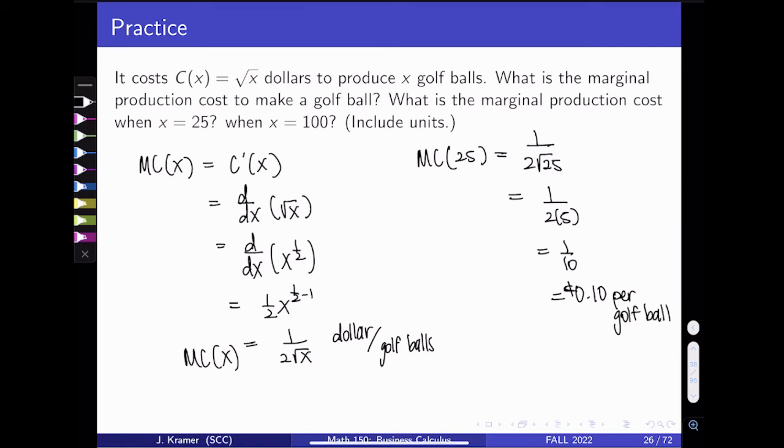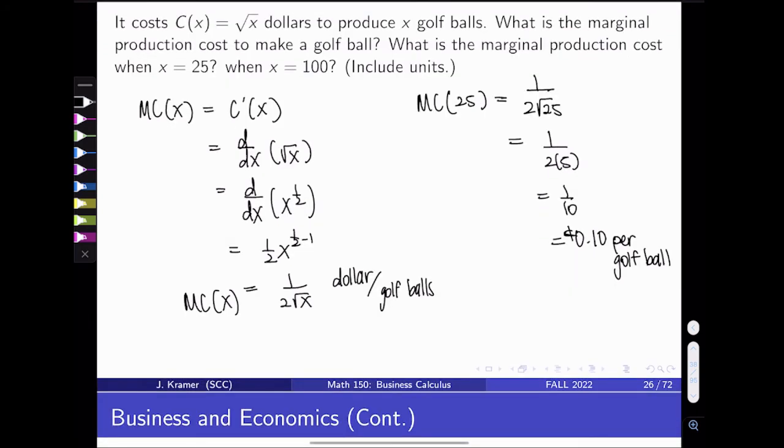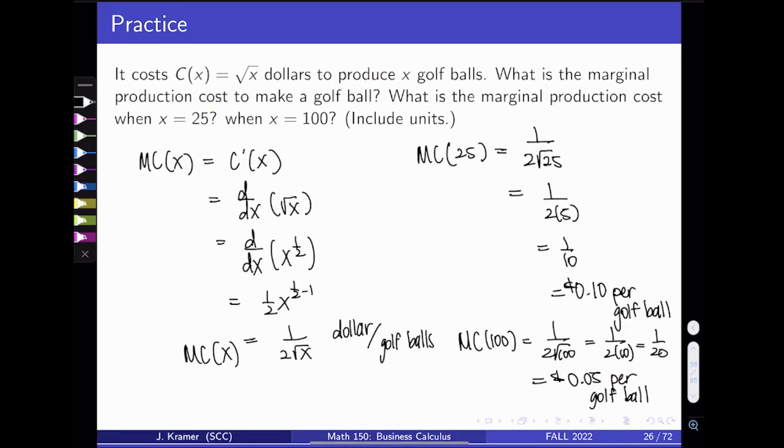So it's 10 cents additional per golf ball when producing 25 golf balls. We can do the same thing for the 100. So 1/2 times the square root of 100, which would be 5 cents per golf ball. That would be the marginal cost when producing 100 golf balls. It'll cost 5 cents more per golf ball. So what it looks like is the more you produce, the lower your cost would be per golf ball. These are things you want to take into consideration when you're deciding how many units to produce.